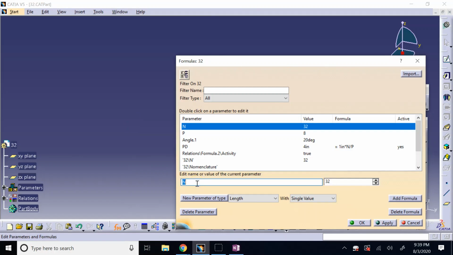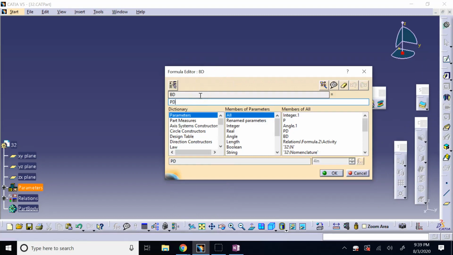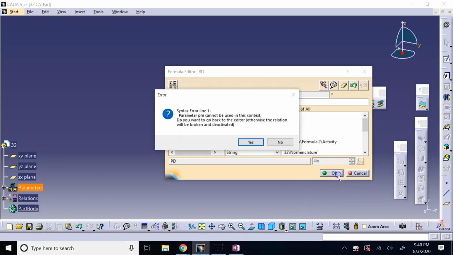Good. Then I create another parameter of type length, and that is going to be BD. And this BD, which is base diameter, I'm going to again add a formula for it, and that is going to be PD times cosine of phi. And in CATIA, cosine and sine accept their argument in degrees, not in radians. And PD is already in inches, so this is also going to be in inches, hopefully. Phi cannot be used. You want to go back to the editor.